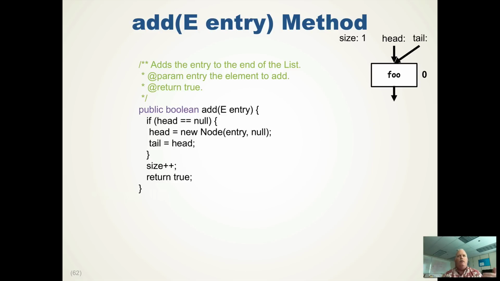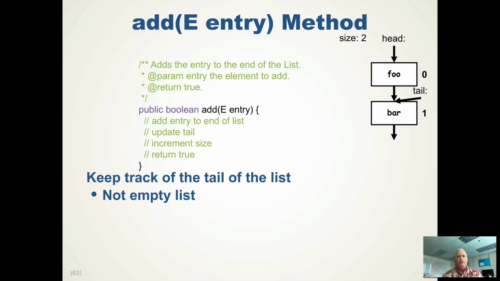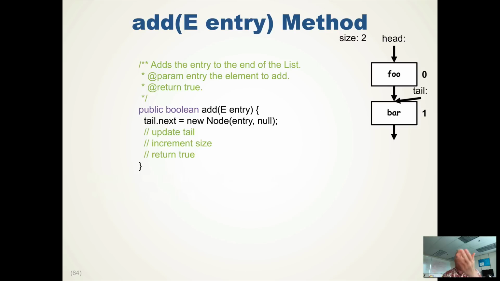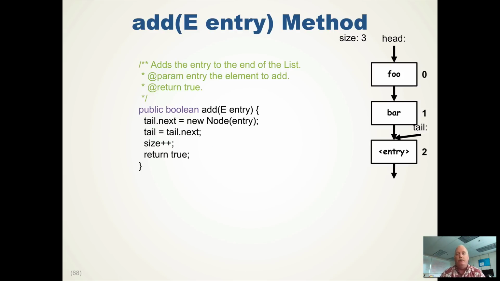And now the other case is there is a list, but tail is actually pointing to the last thing. So we now want to add to tail, right? We want to add to the end of the list. So tail.next equals new node entry, creating the new node. Tail's not pointing at the end of the list anymore, so we need to update tail. We increment the size, return true.